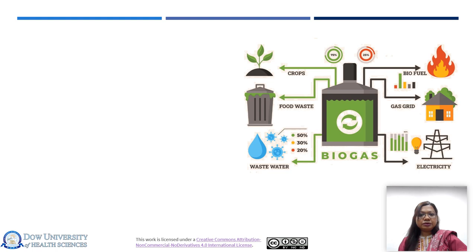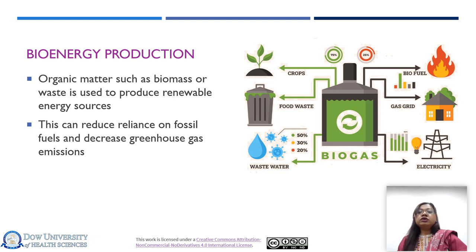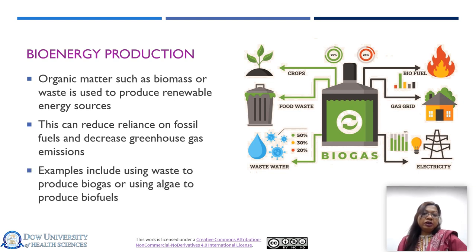Next is bioenergy production. Bioenergy can be generated from various forms of biomass, including wood, agriculture and livestock residues, short rotation forest plantations, energy crops, the organic components of municipal solid waste and other organic waste streams. It is a reliable source of renewable energy. It emits little or no greenhouse gas emissions and is carbon neutral. For example, we use waste to produce biogas or use algae to produce biofuels.